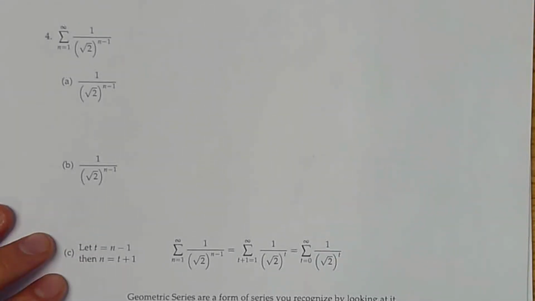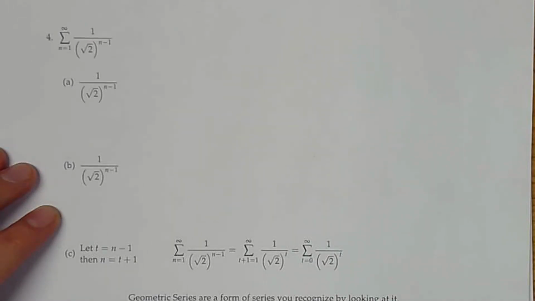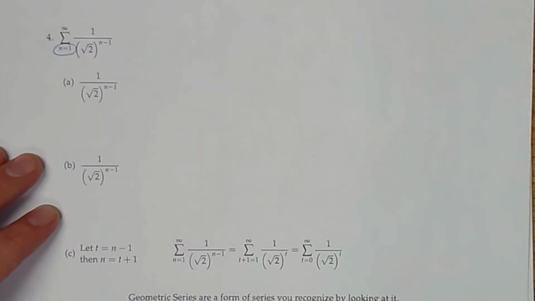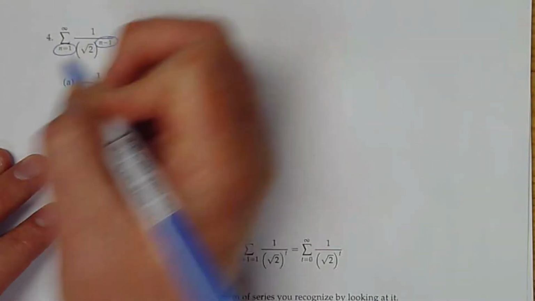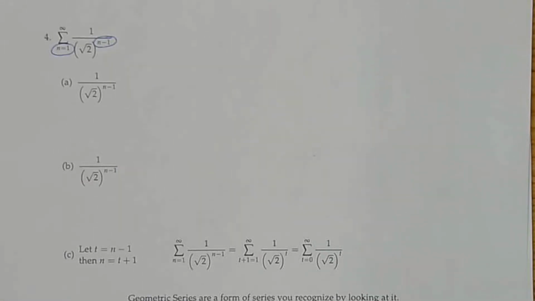Problem number 4. So we have the series from n equals 1 to infinity of 1 over the square root of 2 raised to the n minus 1. I'm looking at this and I see two issues right off the bat. This doesn't start at n equals 0, it starts at n equals 1. And this exponent is not to the n, it's to the n minus 1. It looks geometric, and it certainly is geometric, but we need to do a little work on this to be able to figure out what it converges to.